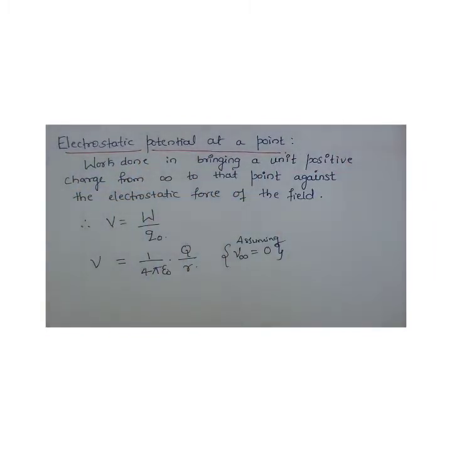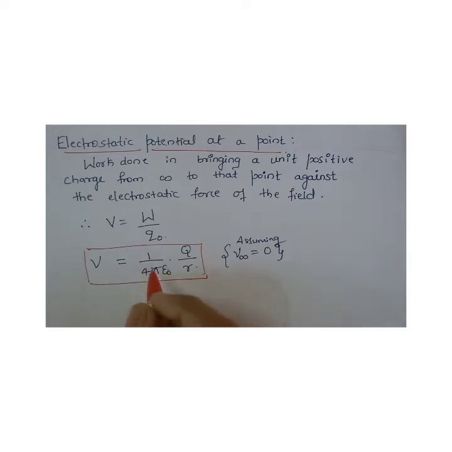In the previous video we derived the expression for electrostatic potential at a point. This was the derivation we did. There our path was from infinity to P. You cannot mention it every time, so there is no need to mention it every time. If you take this expression, then it's okay.